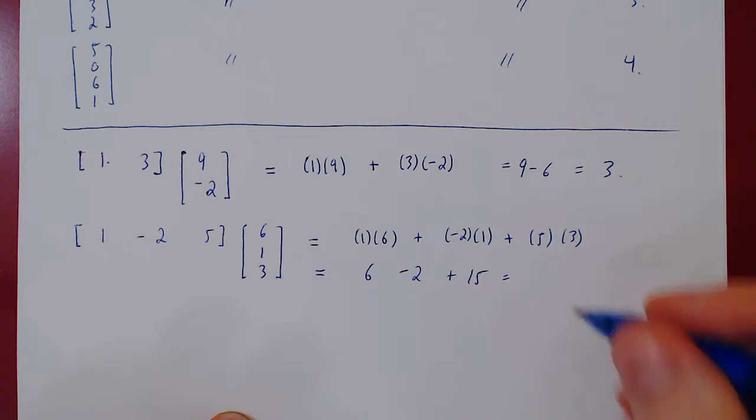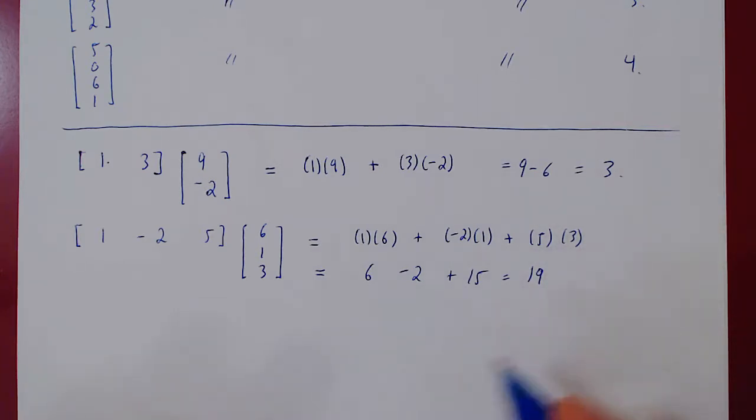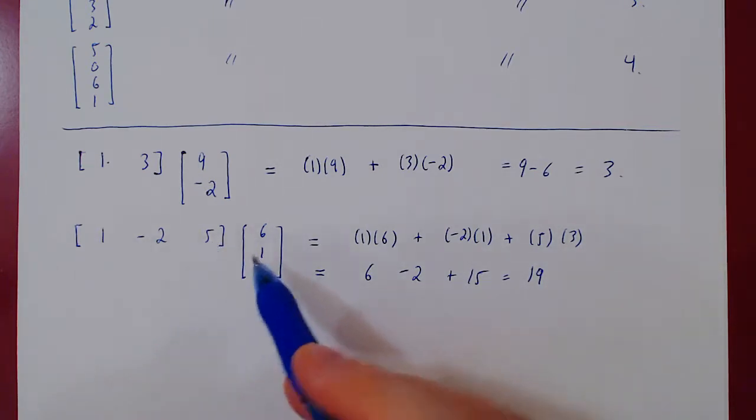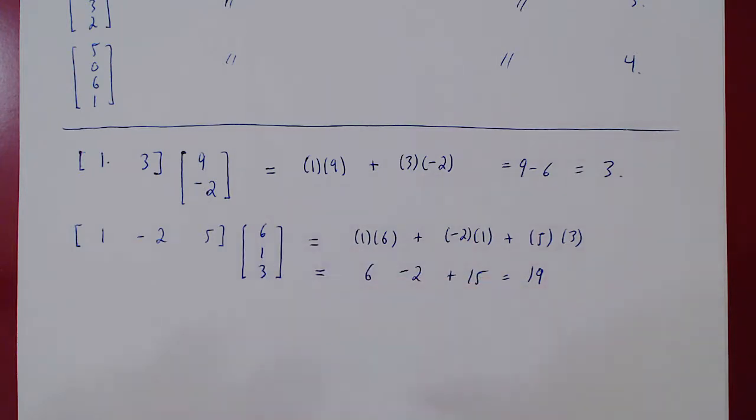6 minus 2 is 4, plus 15 is 19. And so the result of this row matrix of length 3 times this column matrix of length 3 is 19. And you see in both cases you obtain a real number.